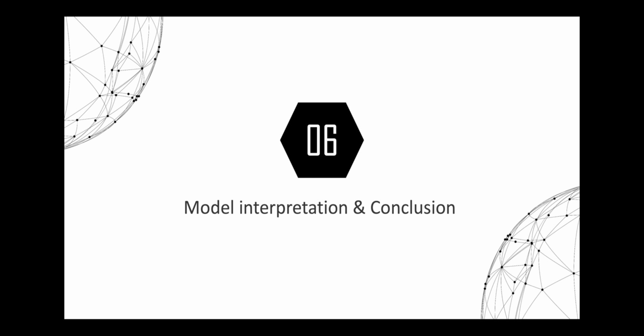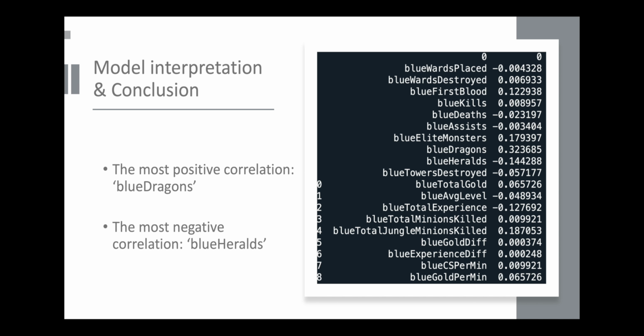So for the last part, model interpretation, we can find that blue dragon has the most positive correlation, and blue herald has the most negative correlation. Which means if you want to win the match, you must control as many dragons and fewer heralds as you can. Besides, first blood, elite monsters, and jungle minions killed are also very helpful to win the game, and you need to avoid getting lots of experience for the whole team.